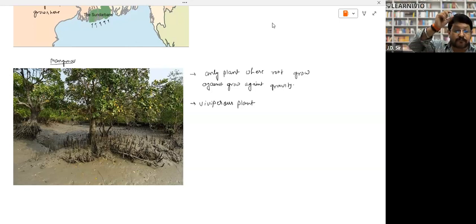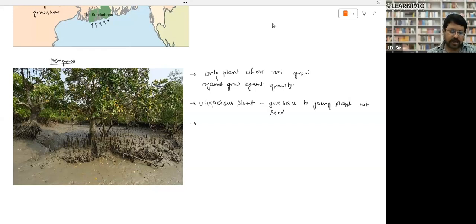Basically, small plantlets fall down. When the seed is attached to the mother plant, it germinates. Then a small plant falls down on the ground and grows. So they give birth to young plantlets, small plants, not seeds. Right? Clear? They give birth to young plants, not seeds, right? So they are viviparous.